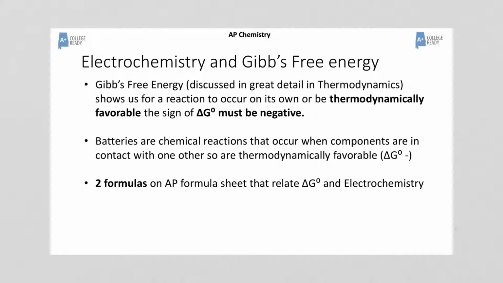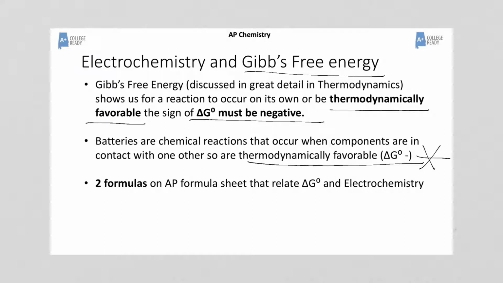Okay, so here's what you need to connect. Thermodynamic favorability means that this term, delta Gibbs free energy, must be negative. Okay, so that just means a reaction is going to happen. Now, batteries, if they're connected properly in your calculator or cell phone, whatever, those are chemical reactions that occur on their own. So we say galvanic cells, which are batteries, are thermodynamically favorable. Okay, so again, this is hugely important. It'll be covered in lots of different contexts throughout the year.